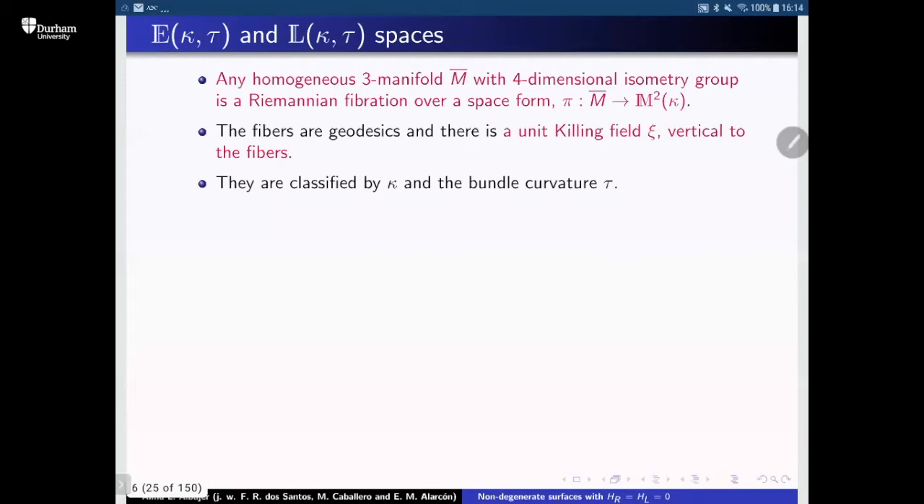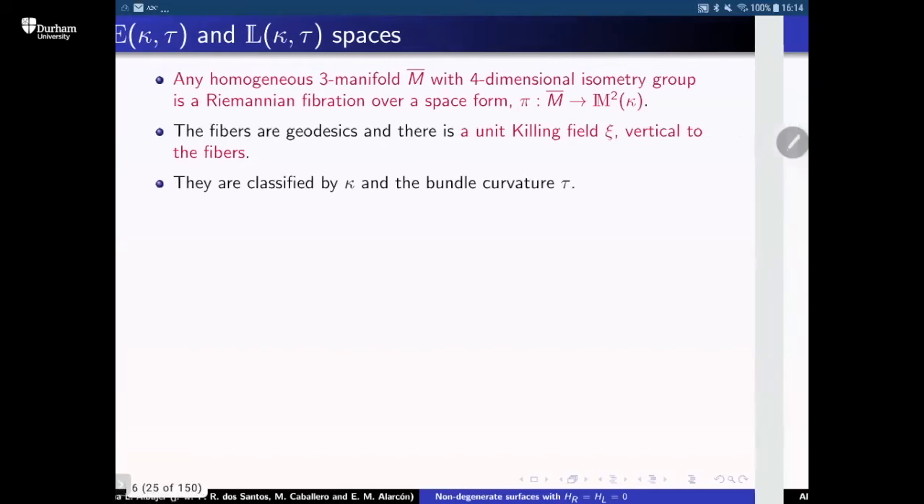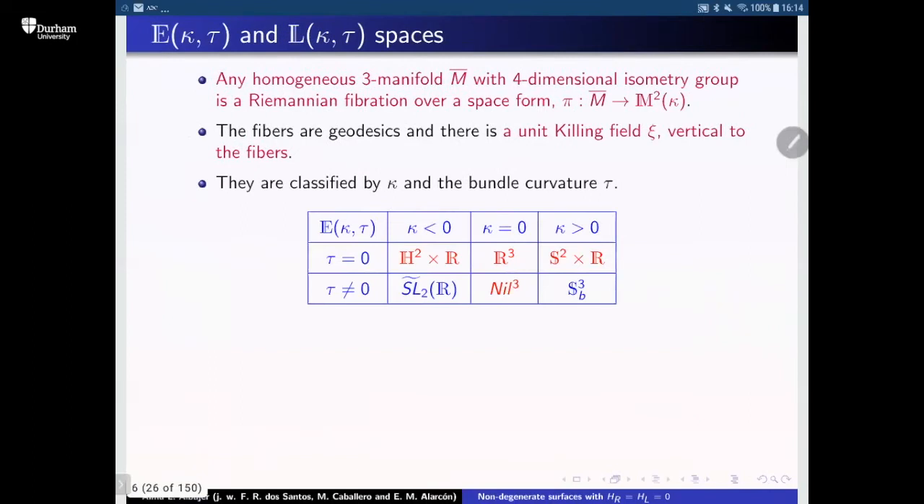All these spaces are classified by two constants. The constant kappa, which is the Gaussian curvature of the space form that appears in the fibration, and the bundle curvature of the fibration, tau. So, attending to these two constants, we can classify the homogeneous spaces in 6 different families. If tau vanishes, we have a product manifold that depends on kappa: if kappa is negative, the hyperbolic plane times R; if kappa vanishes, the Euclidean space; and if kappa is positive, the sphere times R.